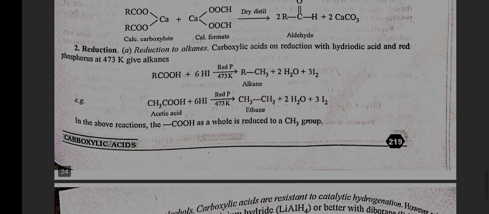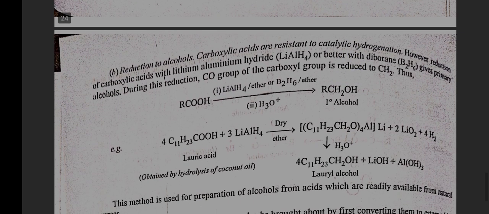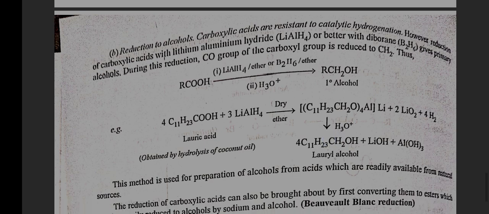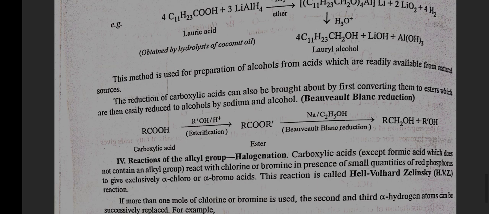Second, reduction to alkanes. Carboxylic acid on reduction with hydroiodic acid and red phosphorus at 473 Kelvin gives alkane. B. Reduction to alcohols. Carboxylic acids are resistant to catalytic hydrogenation. However, reduction of carboxylic acid with lithium aluminium hydride or better with diborane gives primary alcohol. During the reduction, the CO group of the carboxylic group is reduced to CH2. This method is used for the preparation of alcohols from acids which are directly available from natural sources.